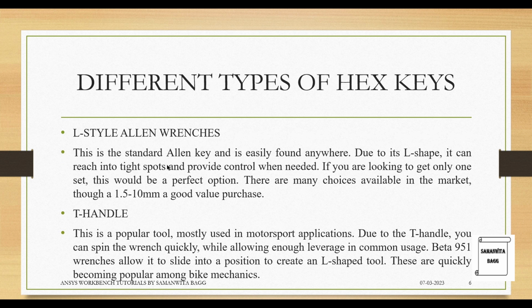Different types of hex keys. L-style Allen wrenches. This is the standard Allen key and is easily found anywhere. Due to its L shape, it can reach into tight spots and provide control when needed. If you're looking to get only one set, this would be a perfect option. There are many choices available in the market, though a 1.5 to 10 mm set is a good value purchase.